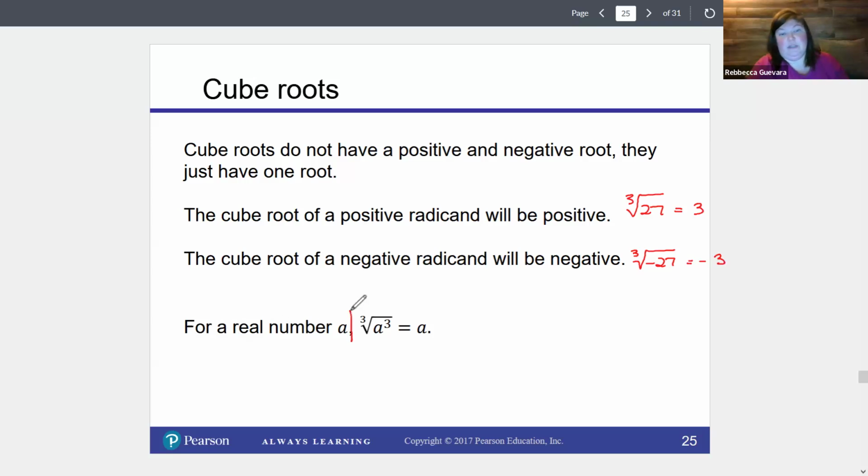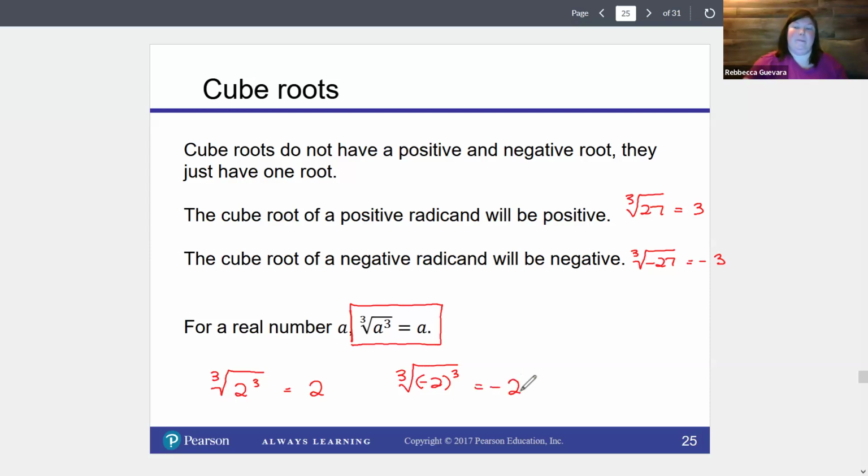So for any real number a, the cube root of a cubed is going to be a. What that means is that if I do the cube root of, say, 3 cubed, let's pick a different number there. I do the cube root of 2 cubed, well, that should just give me 2 back. And the cube root of, so remember, the negative 2 is in parentheses, I'm cubing the negative. So in this case, as this negative 2 is getting cubed, well, that means we get the negative 2 back.